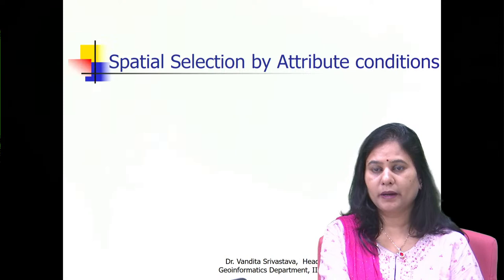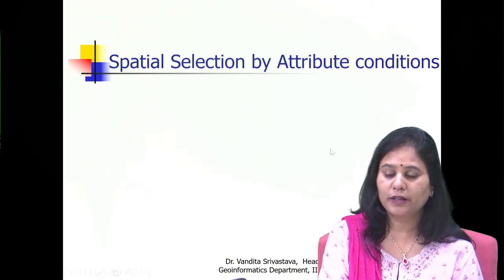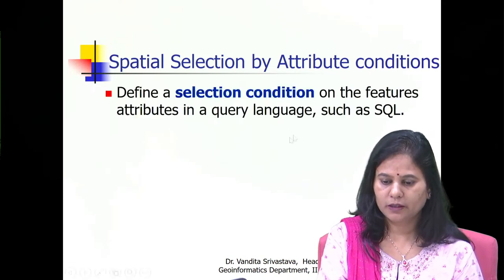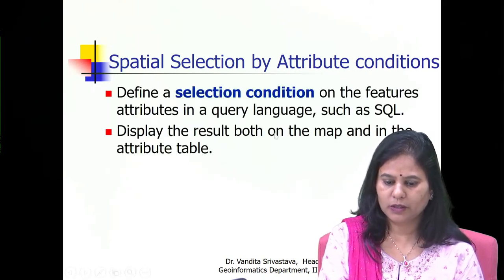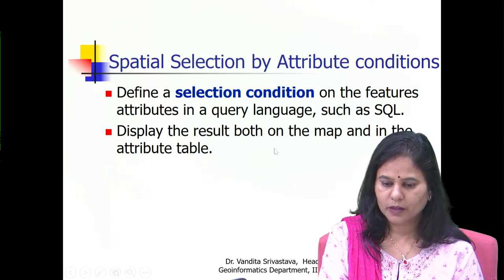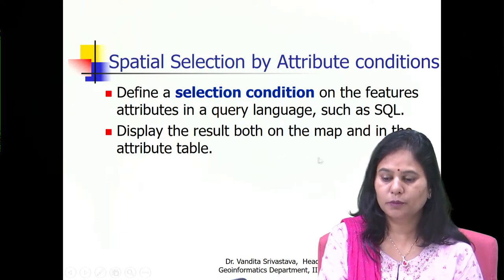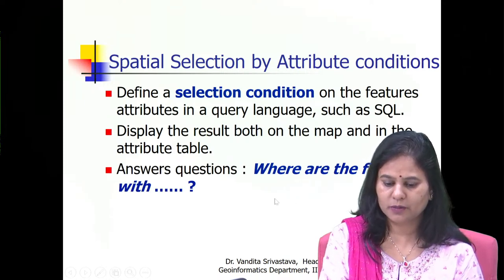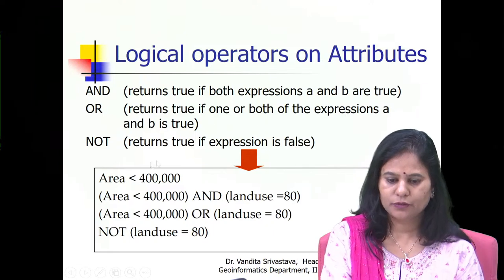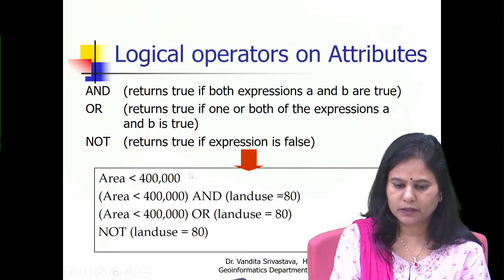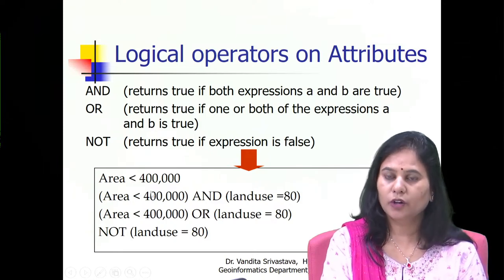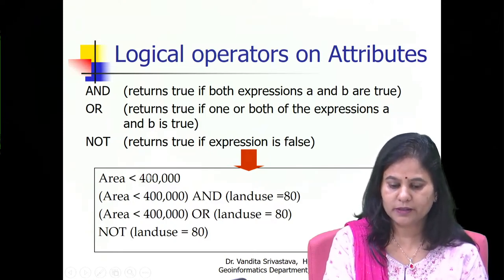Then we can also select by attribute conditions. As I showed you, area less than 400,000 is an example of selection by making SQL statements. So you can display the result both in map and the attribute table, and you can answer questions like where are those features within this much distance, or like that. So these examples are of selection by applying certain operations. I already showed you area less than 400,000.